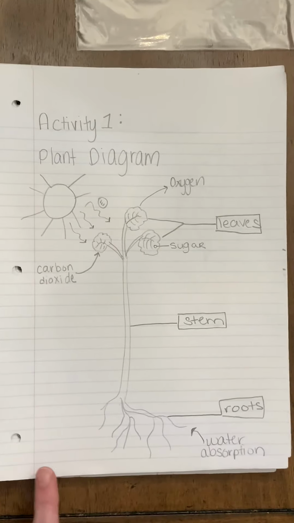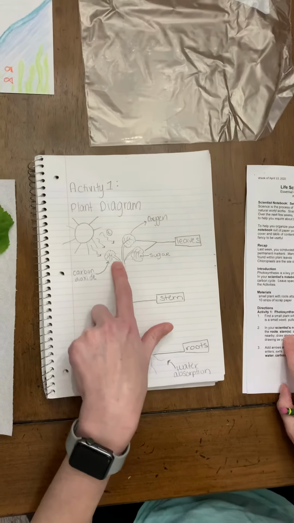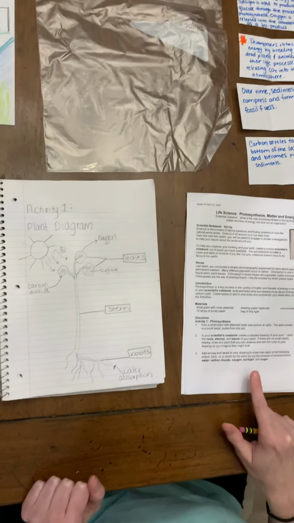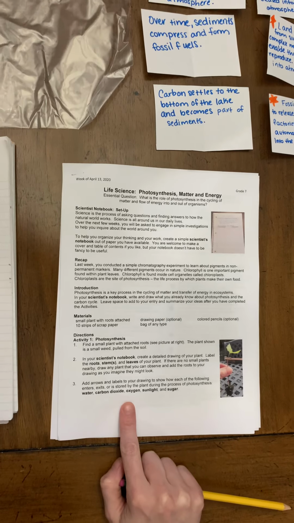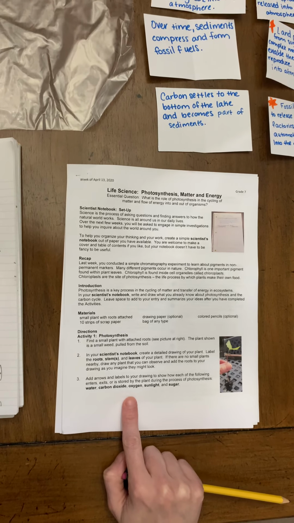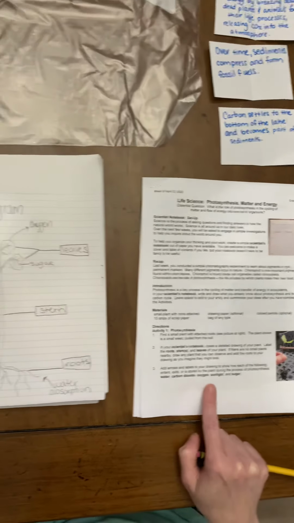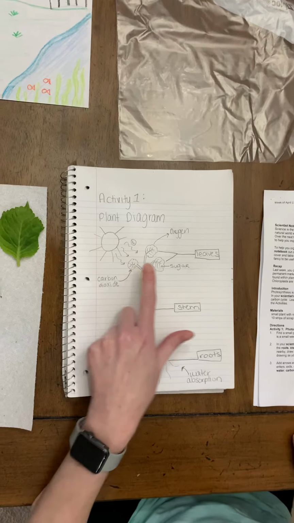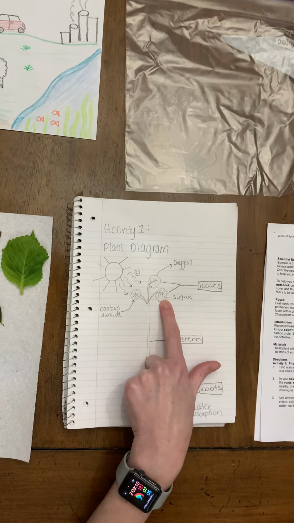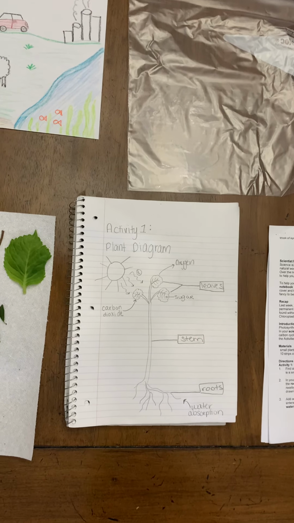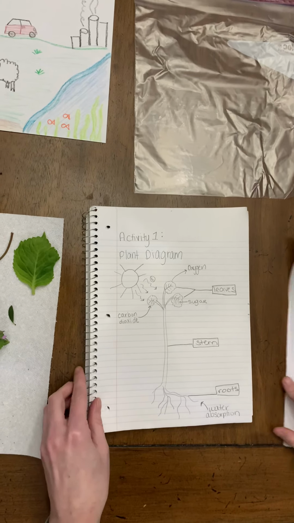If we follow along, it says to make sure that you label the roots, label the stem, and label the leaves. And then we're going to add some arrows and labels showing what occurs during photosynthesis. So water absorption happens through the roots. We need sunlight for photosynthesis to occur. Carbon dioxide is going to enter the leaves. Oxygen is going to exit the leaves. And then sugar is stored in the leaves as our product of photosynthesis. So take some time to make some drawings in your notebook as well for a plant.